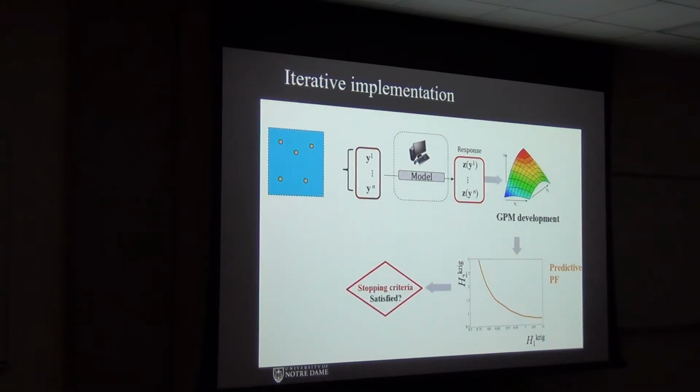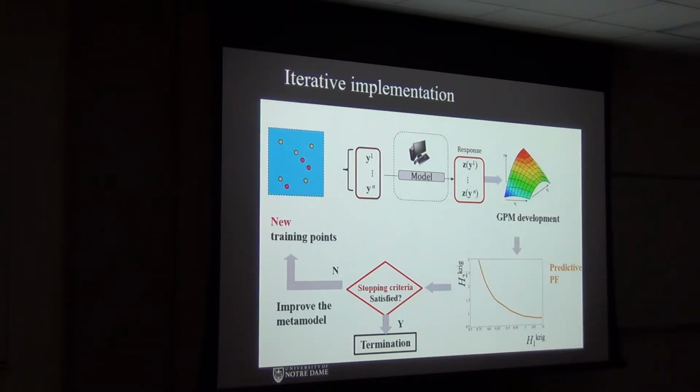Now we're going to evaluate some stopping criteria, like in any iterative approach. We need to have stopping criteria. If they're satisfied, we're going to stop and say, okay, this is our Pareto front. If they're not satisfied, we're going to improve the meta model. So we're going to get new training points, see how we're going to select them, evaluate again and enhance the database. We're going to update the meta model, and then we're going to get a new predictive front.